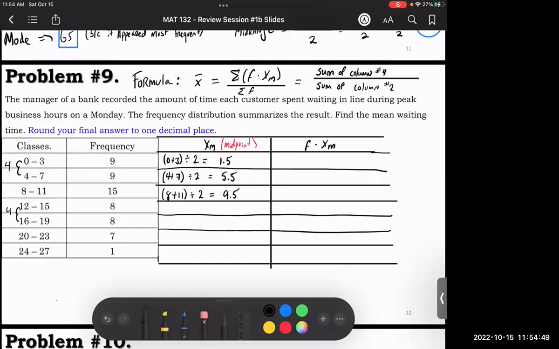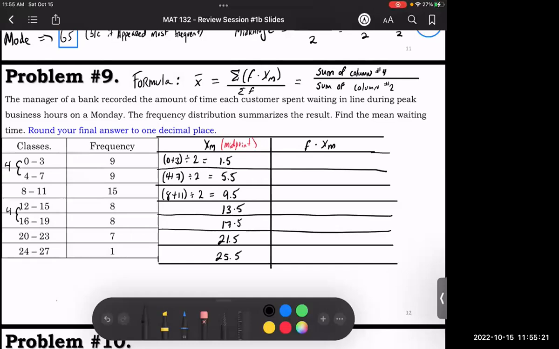So now, after I did a couple examples of the midpoint, I can just use this class width, namely the number 4, to fill out the rest of column 3. So 9.5 plus 4 is what? 13.5. The next one? 17.5. Yeah. 21.5. And the last one? 25.5. There you go.